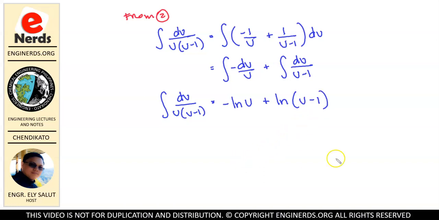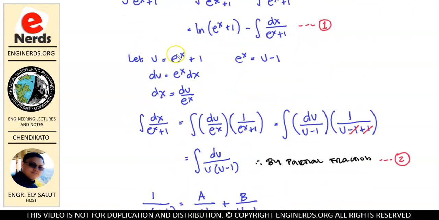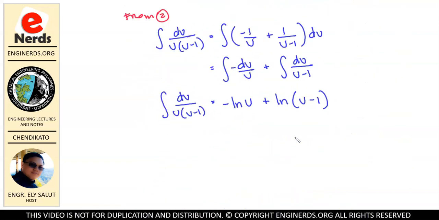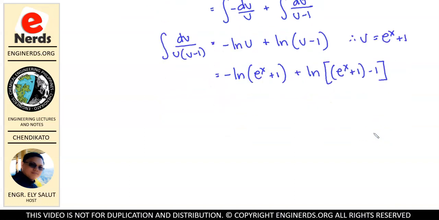Alright? And then, palitan natin yung mga value ng u natin. Alam natin that our u, according to this equation here, we have u is equal to e to the x plus 1. Okay, so our u is equal to e to the x plus 1. Okay, so substitute natin yan dito. So we have negative ln of u, which is e to the x plus 1. Okay, then plus ln of, we have e to the x plus 1 minus 1. Okay, so simplify lang natin yan.